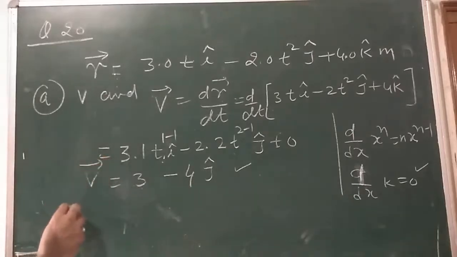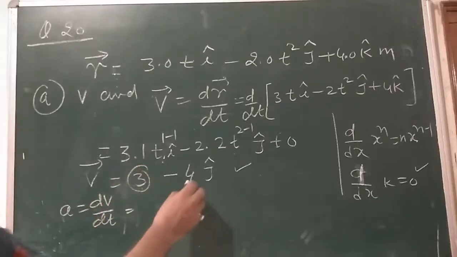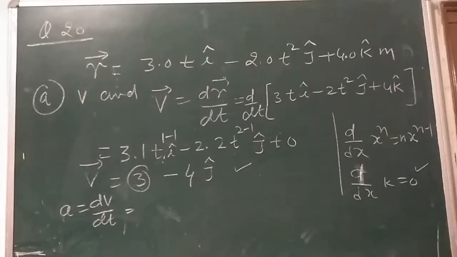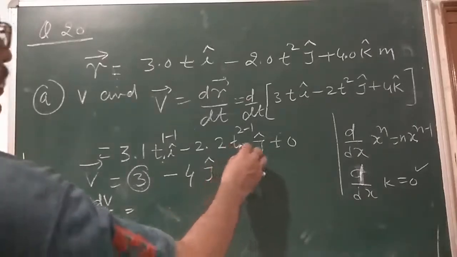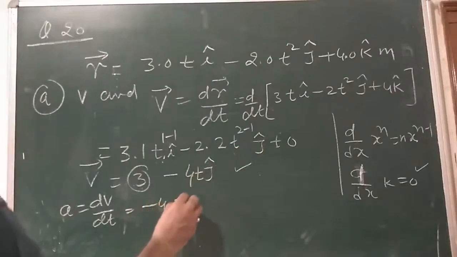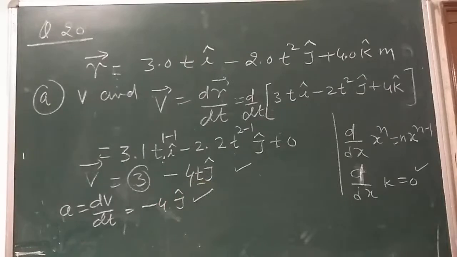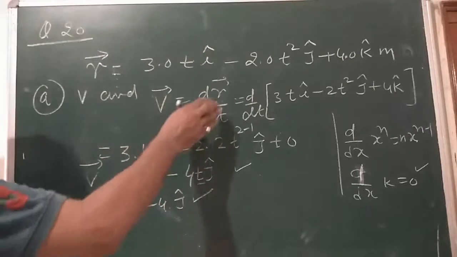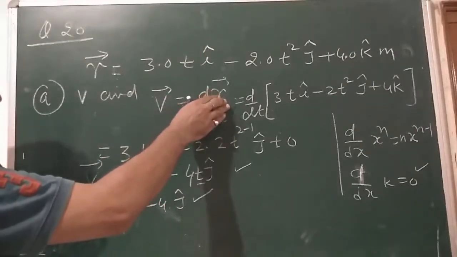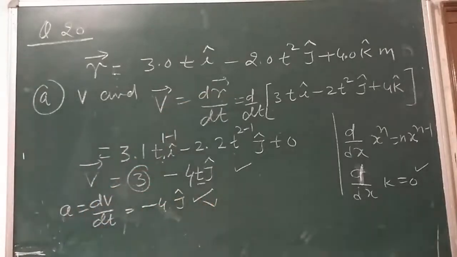If you want to find acceleration, that is dv by dt, again differentiate it. The differentiation of the first term is 0. And again here, 4t: the differentiation of this is 4 j cap, since differentiation of t is 1. So this is the acceleration here. Is it clear? Differentiation of displacement is velocity, and differentiation of velocity gives acceleration.